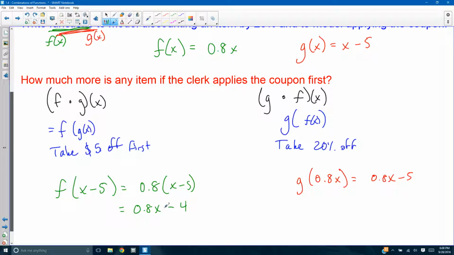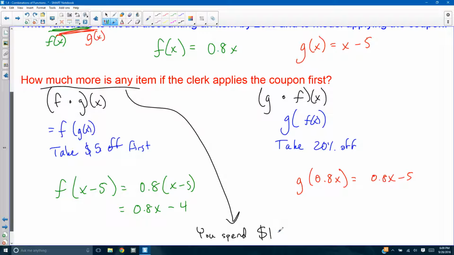If you have some price x, depending on the order, this one is the equivalent of taking 80% of that price and then taking an extra $4 away. This one is equivalent to taking 80% of the price and then taking $5 away, which is literal because you take the 20% off first and then you take the $5 away. The reason this one's different is that if you take that $5 off first, it's like you're also taking 80% of the $5 that you took away. So that's no good. If you compare these two, if x is all about money, you spend $1 more, because taking away 4 versus 5, if applying the coupon first.